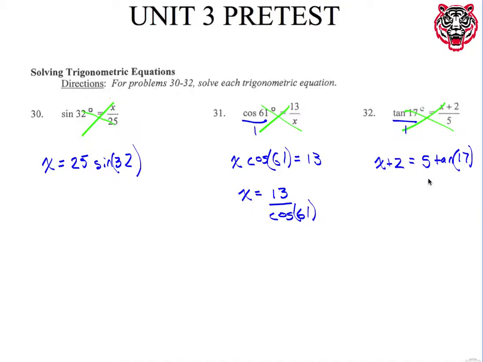Here is the error. When you subtract both sides by 2, because I just have to isolate for x, this whole thing is still being multiplied. I can't do 5 minus 2 to get 3. The correct answer here is just x is equal to 5 tangent of 17 minus 2. You leave that minus 2 because you can't subtract the 2 from the 5. So be very careful when you have problems where you have a variable adding something in the numerator or denominator.